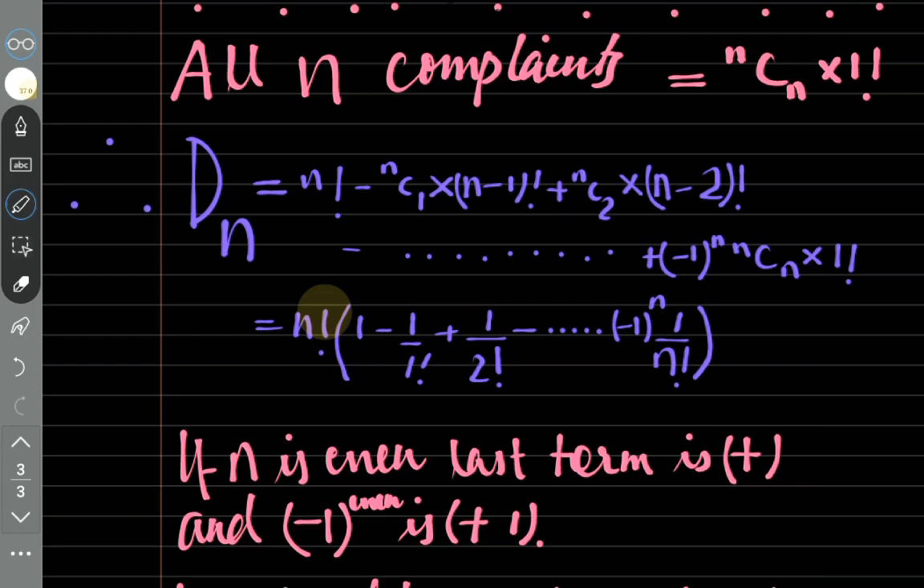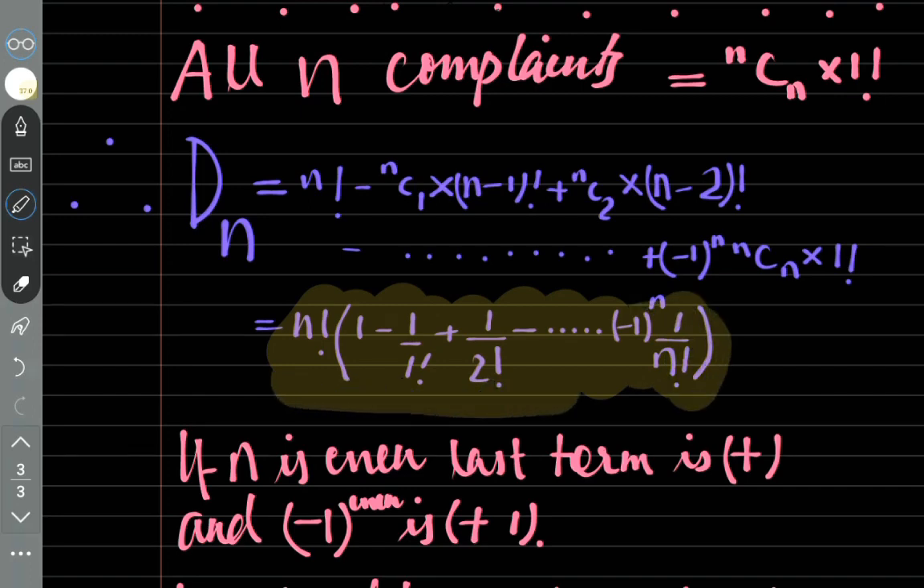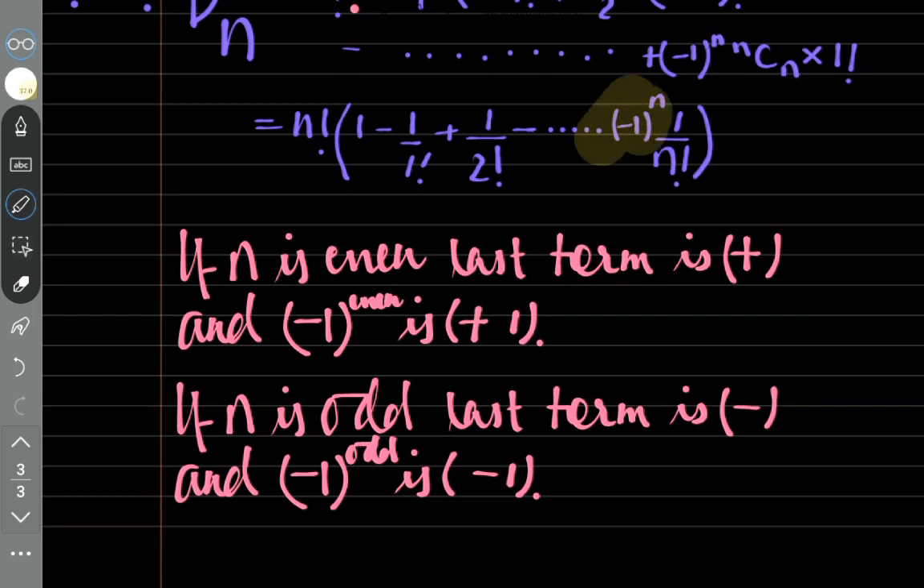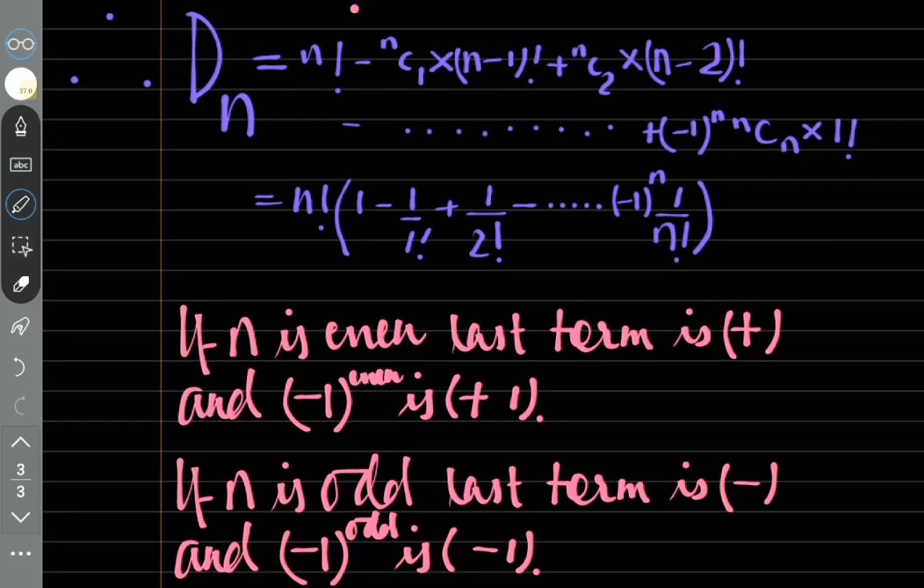Now, this can be simplified to this, which you have maybe seen, or if you haven't, this is the formula for D of n. And as to why this is minus 1 to the power n, if any of you were wondering, if n is even, then the last term will be positive, and minus 1 to the power of an even number is, as we know, positive. And if n is odd, then the last term should have a negative sign. And as we know, minus 1 to the power of an odd number is always minus 1. So that's an easy way of just changing the sign.